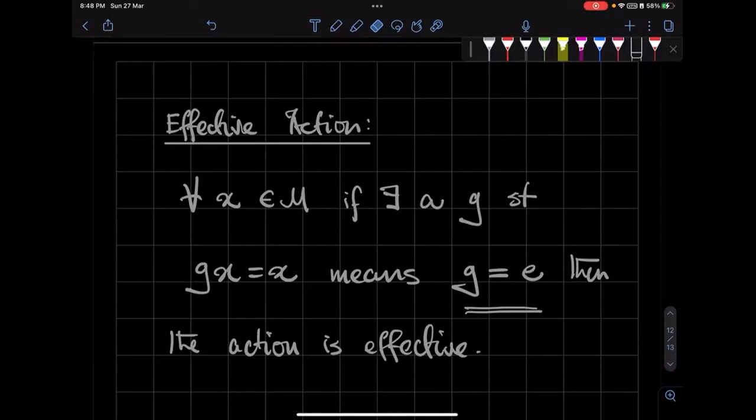So if there's some element, which is not the identity element, which leaves all the elements invariant, then that's not an effective action, right? Okay.